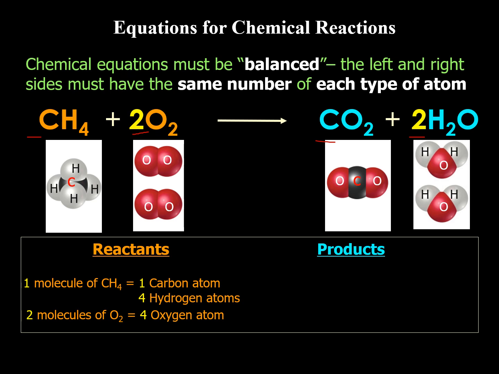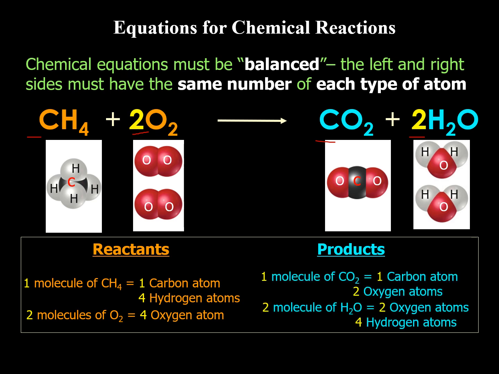Let's count again. We counted our carbons: 1 carbon on the left, 4 hydrogens and 4 oxygens. We have 2 molecules of O2 on the left, 1 molecule of CH4, methane, on the left. And on the products, we have the same thing: 1 carbon atom on the right, 2 oxygen atoms, another 2 oxygen atoms is 4 oxygen atoms, and 4 hydrogen atoms.